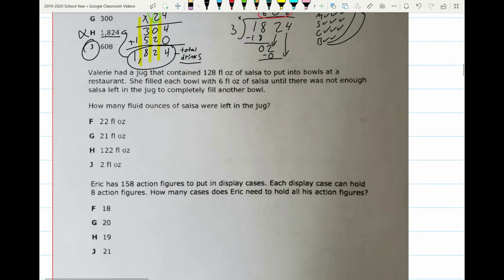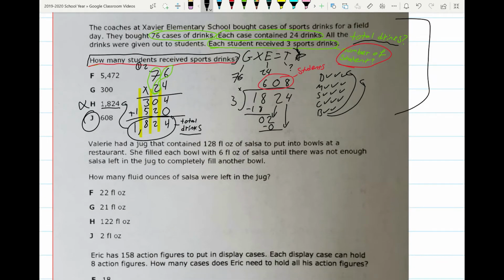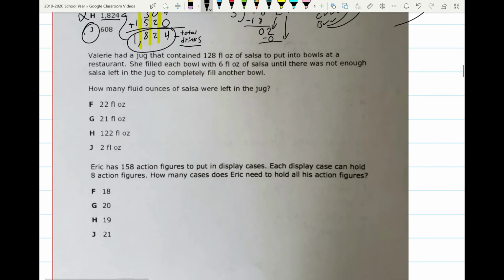Okay, see how I did all my strategies and I did my thinking. Okay, I had to think about this problem. This was 2 steps and I had to think on my own. Okay, next one.